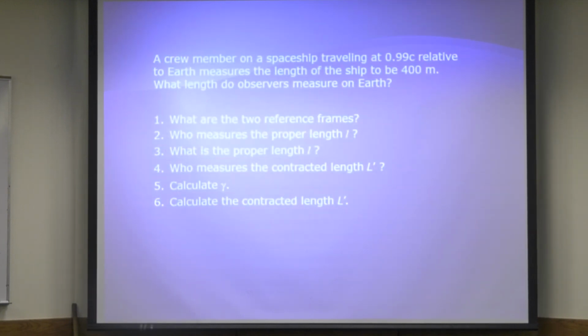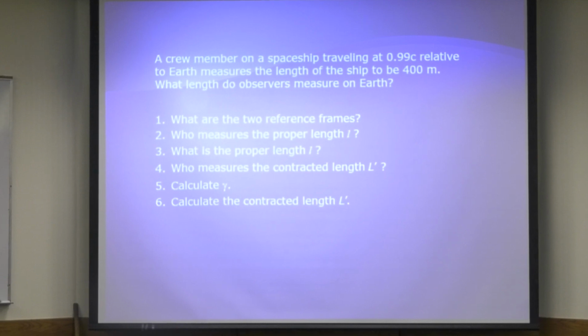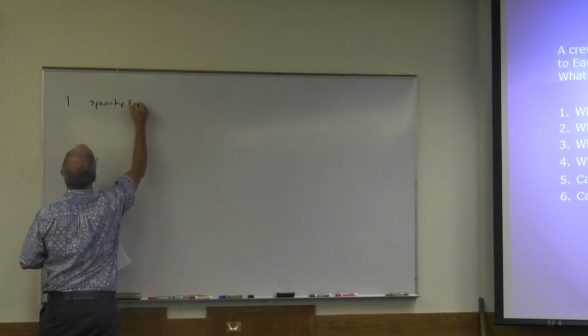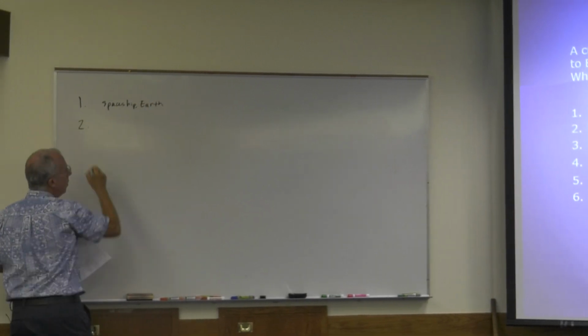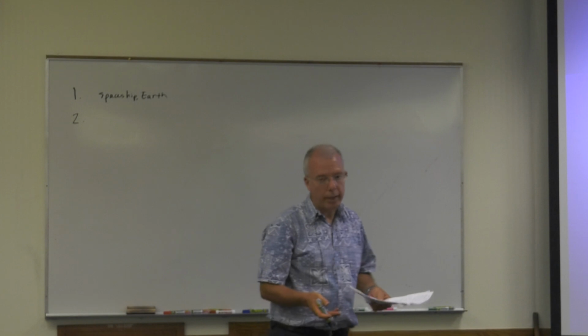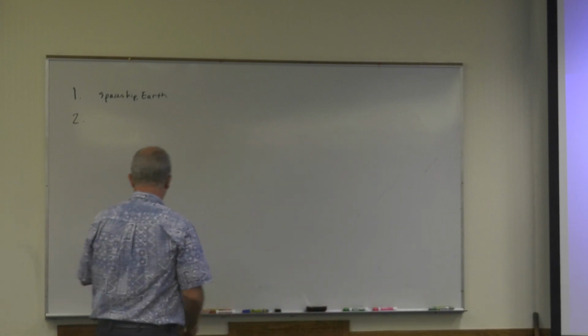Okay, so let's do an example problem with this. A crew member on a spaceship traveling at 0.99 c relative to Earth measures the length of the ship to be 400 meters. What length do observers measure on Earth? Okay, let's just go through the procedure. 1, what are the reference frames? The spaceship and the Earth. Number 2, who measures the proper length? Well, who's at rest relative to the spaceship? The crew member, right? So the crew member.